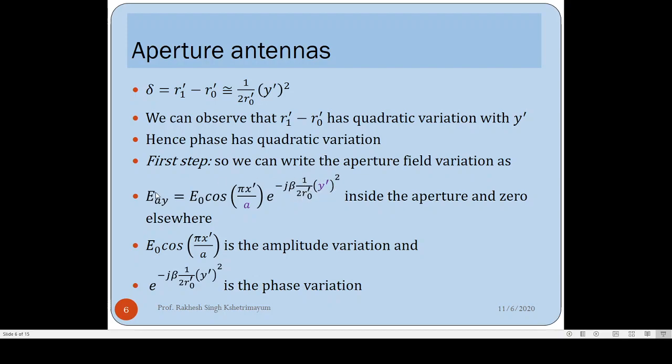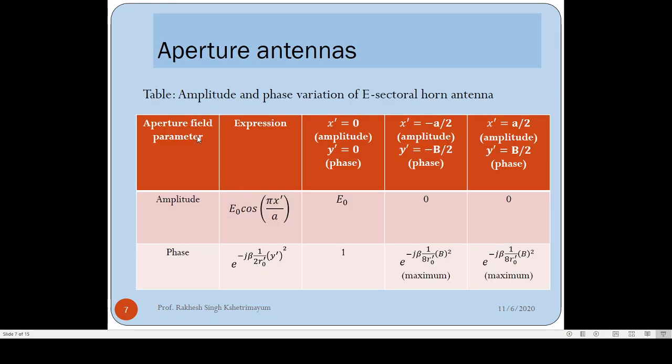So you can observe that this electric field has amplitude variation as E naught cosine of pi x dash by A. But phase variation is due to movement in the y dash direction. So amplitude varies with respect to x dash, but the phase variation varies with respect to y dash. Okay, so we have the aperture field. Let us try to analyze this aperture field with respect to different locations inside the mouth of the horn antenna.